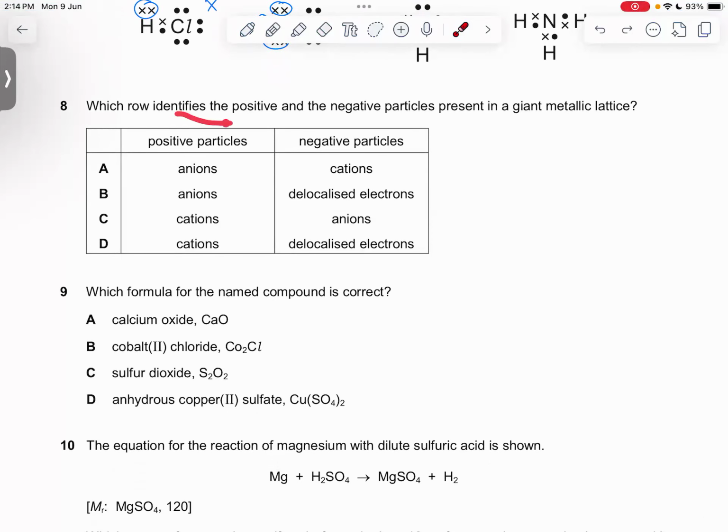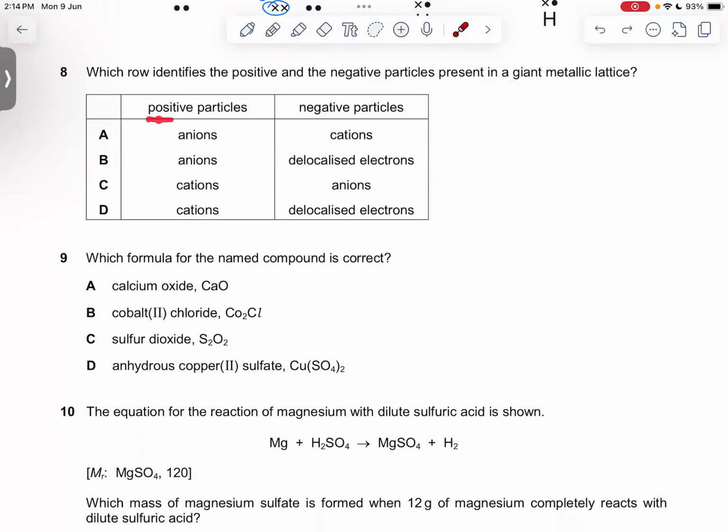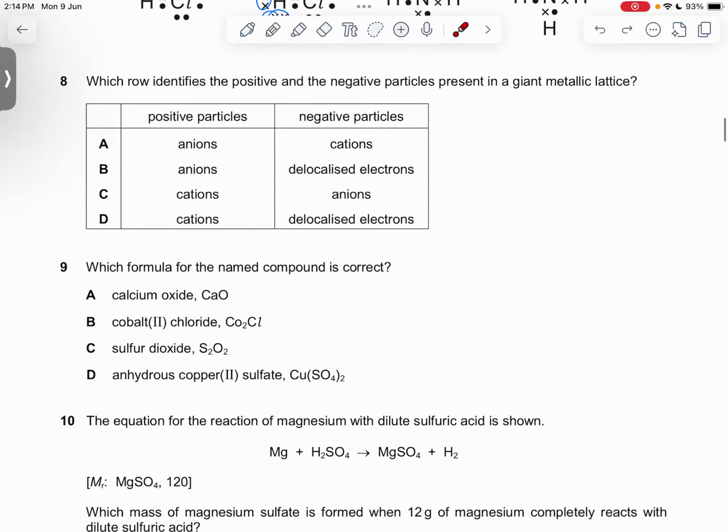Question number 8. Which row identifies the positive and negative particles present in a giant metallic lattice? Positive particles, negative particles. And giant metallic lattice. So you have to focus on the fact that it is a giant metallic lattice, not an ionic compound. In a giant metallic lattice, we have positive metal ions, right? We have positive metal ions surrounded by a sea of delocalized electrons.